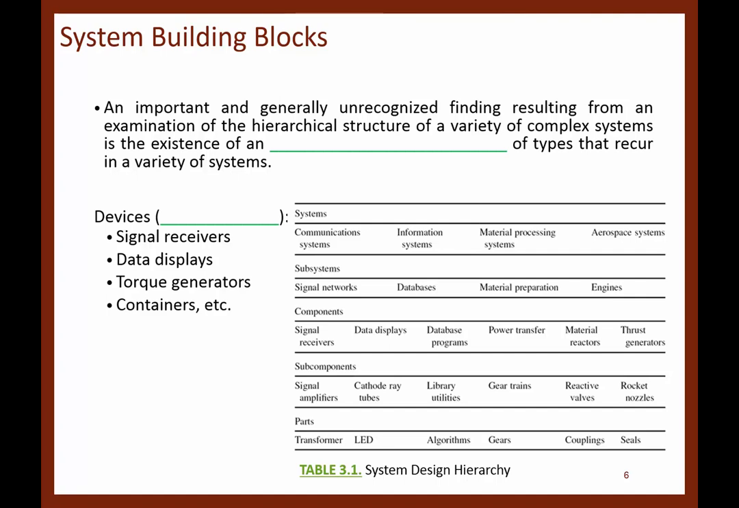An important and generally unrecognized finding resulting from an examination of this hierarchical structure of a variety of complex systems is the existence of an intermediate level of elements of a type that recurs in a variety of systems. So devices such as components have these four areas: signal receivers, data displays, torque generators, containers. Those are considered to be components, right? And here we have additional examples of the different levels and what will be considered a part, for instance, a component, for instance, and so on.